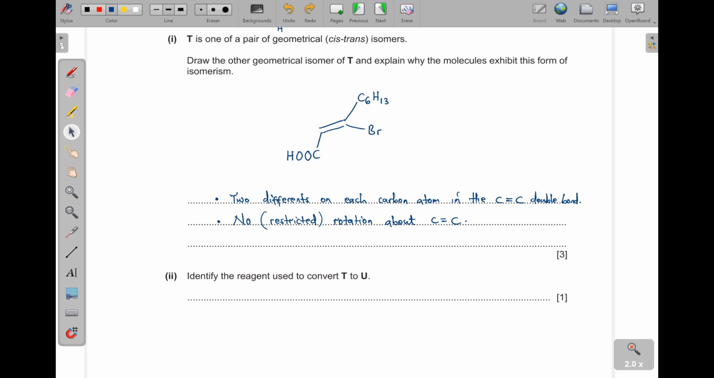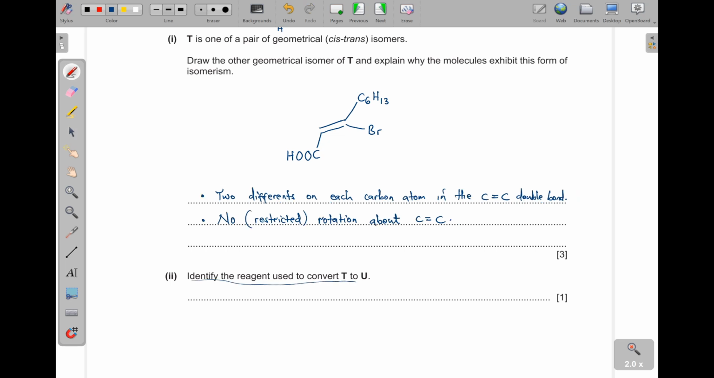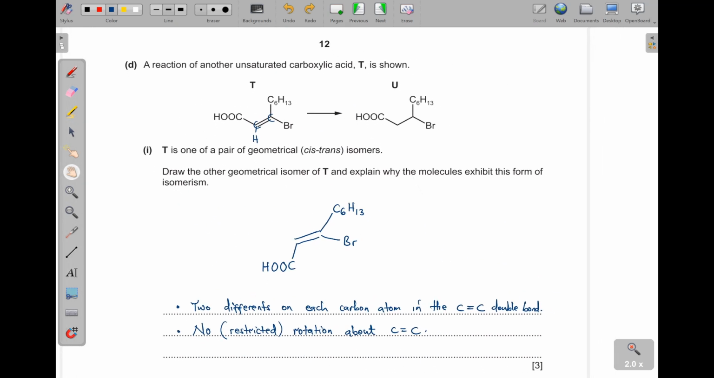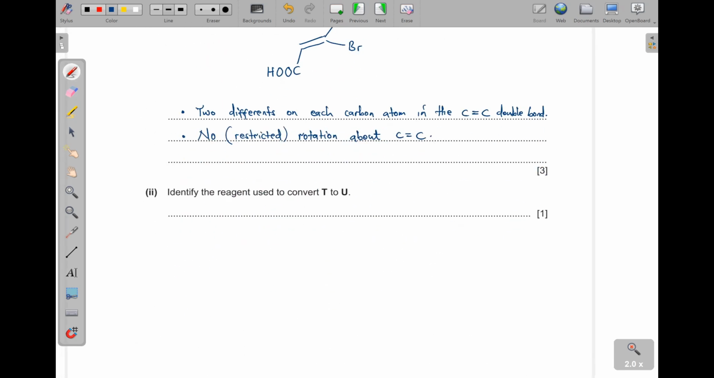As simple as that. Roman 2, identify the reagent used to convert T to U. T to U. When we look at this one is unsaturated, but then now here it is saturated. That means they added a hydrogen here and a hydrogen here. You see? So that is, of course, hydrogen. We can put hydrogen gas maybe under nickel as a catalyst. So I would just put hydrogen. As simple as that.